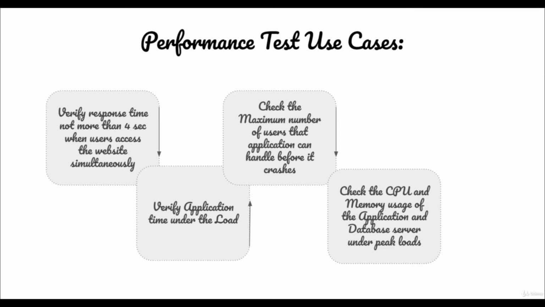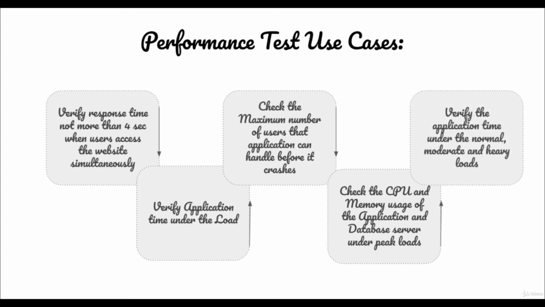So let's say we are trying to interact with 1,000 users at a single point in time. Then the database and also the memory usage should be able to serve all these 1,000 users and throw the result in real time. So this is one of the use cases.